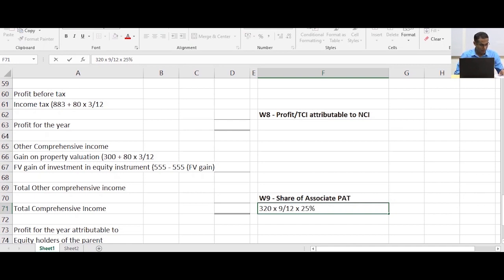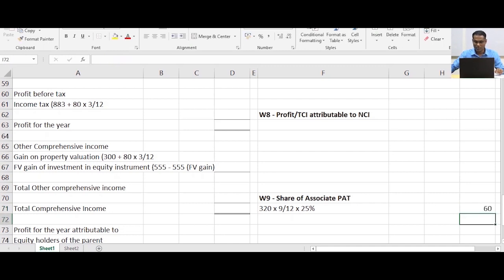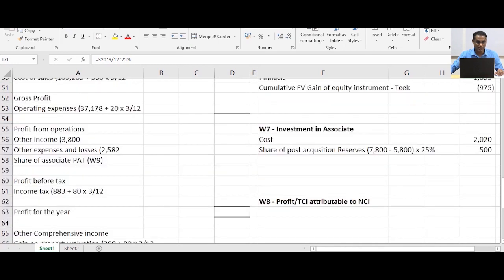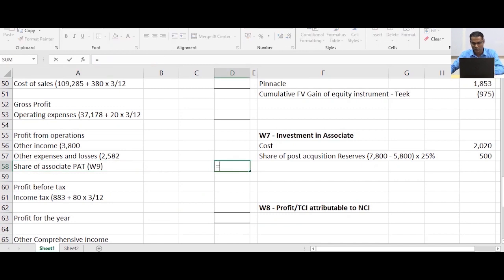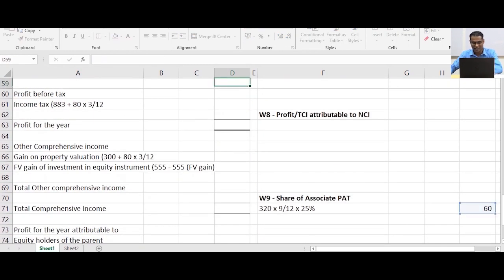Okay. 320 is the total profit after tax, out of that first 9 months profit, into 25%. So the value is 320 into 9 divided by 12 into 25%. How much? 60. Okay. Share of associate profit after tax 60. You can take this into the consolidated income statement, working number 9, share of profit after tax of the associate. I can give the reference 60.